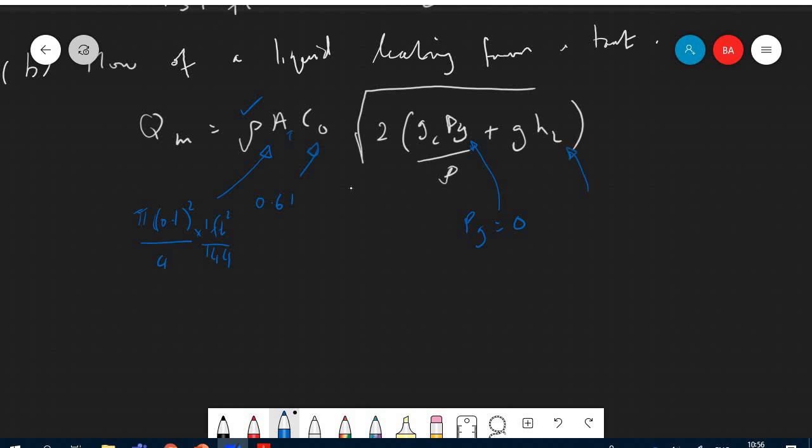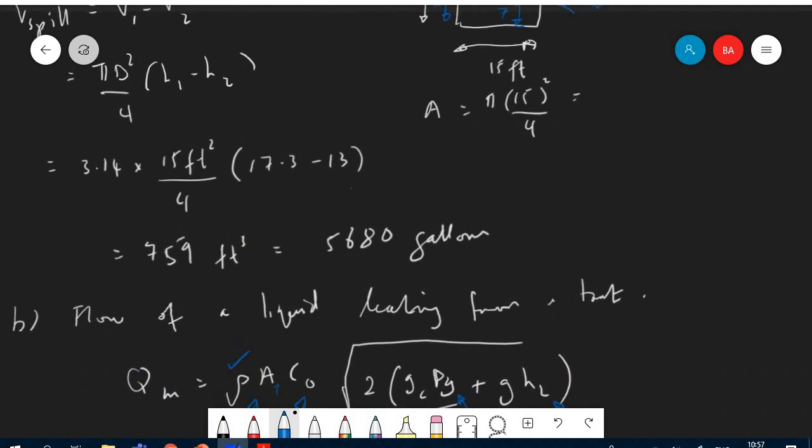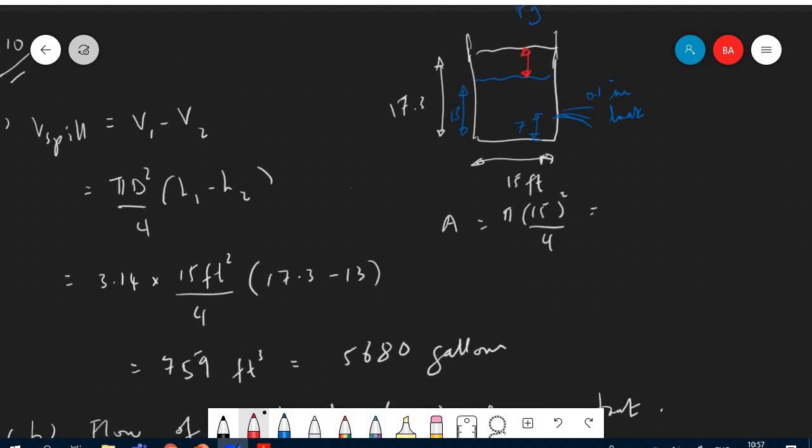What is HL? HL says the initial liquid height above the hole. And what was the initial liquid height above the hole? So here's the hole that I have here, and the liquid height above the hole was here at the beginning. Again, this was the hole, and the liquid height above the hole, which means it's like I'm looking at what pressure like I have.